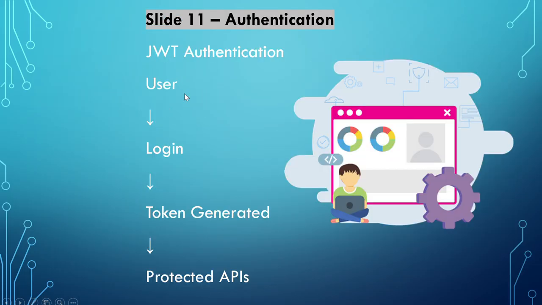Now moving toward the next slide, that is the authentication. Authentication is implemented using JSON Web Token. When the user logs in, the server verifies their credentials and generates a JWT token. This token is sent with future requests to access the protected resources. This mechanism ensures that only authorized users can perform the restricted operations. That is how the process works.